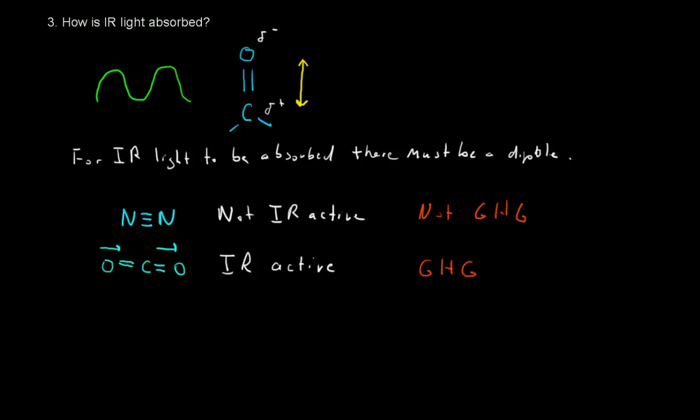So, for our immediate purposes, the reason this is really important to understand is that symmetrical bonds like nitrogen are not going to appear in our infrared spectra. So for example, I should probably write that down too.